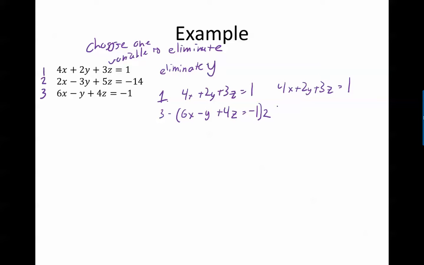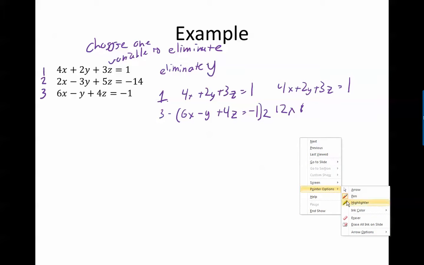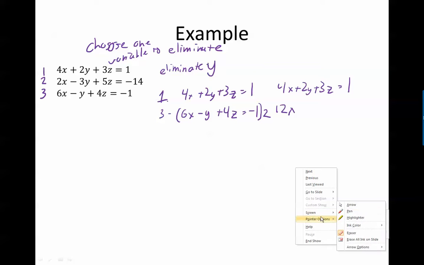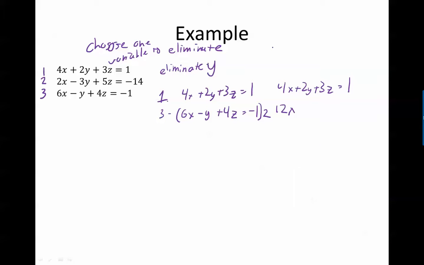My bottom equation is now 12x minus 2y, minus 2y, plus 8z equals negative 2. Notice that by doing that, I can eliminate the y's. So I end up with 16x plus 11z equals negative 1.